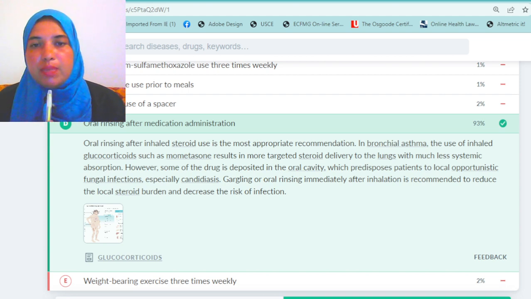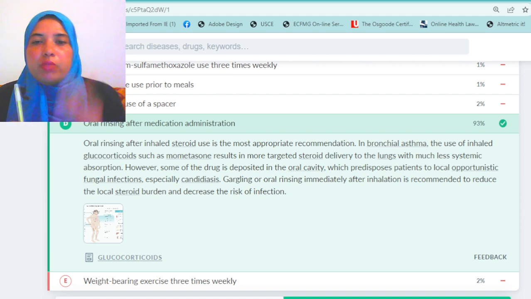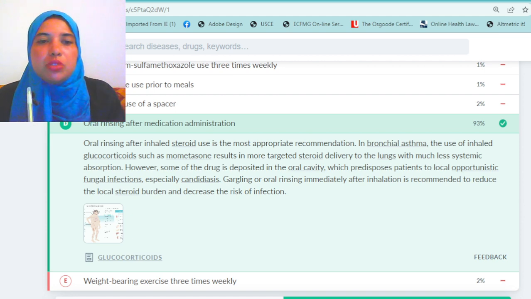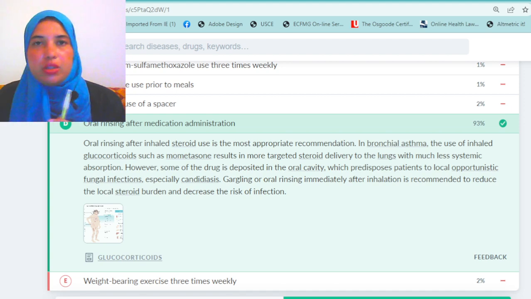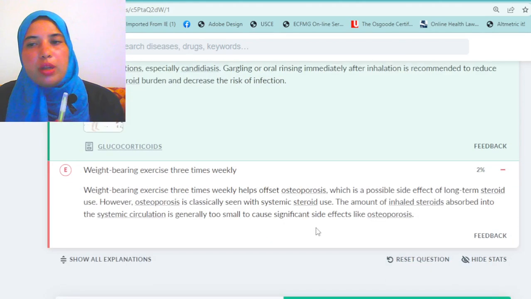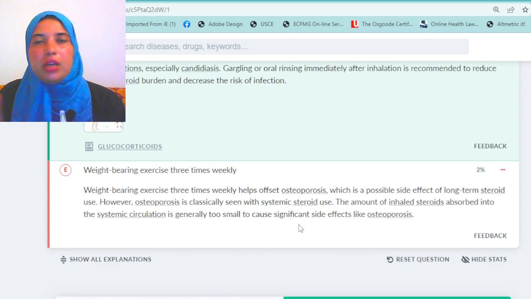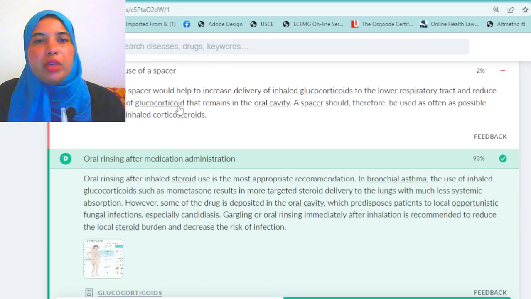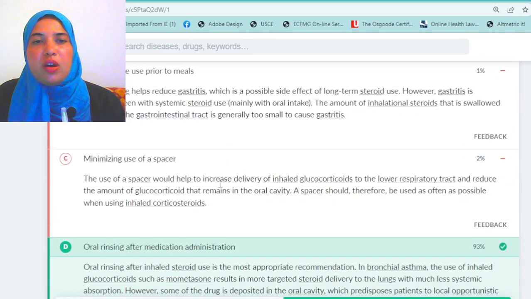However, some of the drug is deposited in the oral cavity, which predisposes the patient to local opportunistic fungal infections, especially candidiasis. Okay? Gargling or oral rinsing immediately after inhalation is recommended to reduce the local steroid burden and decrease the risk of infection. So for me, that's more than enough information. You can go back and read these other things to see what is the reasoning behind that, to learn from that. For this video, I'm probably not going to do that too much because I don't want to waste a lot of time. But we can see here what are the potential other options.